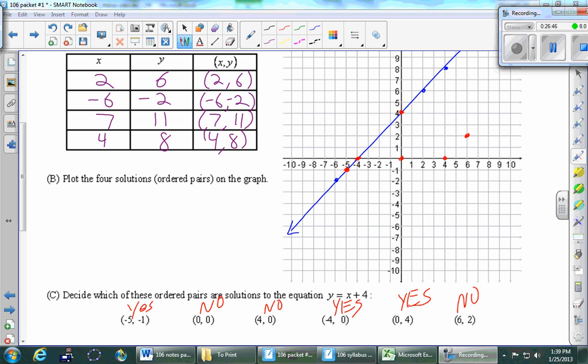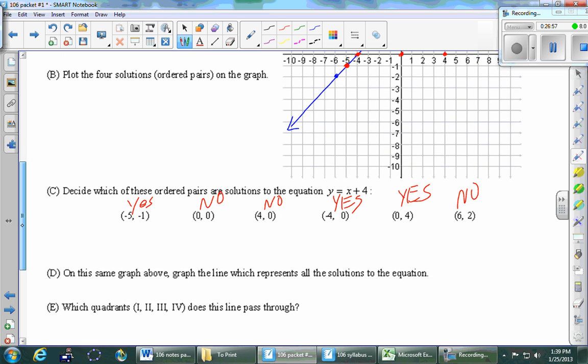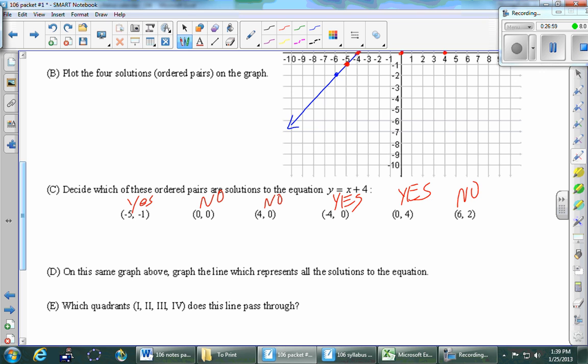Okay, so we'll come back together. Seems like most folks are finished or finishing up. 3 yeses, 3 nos, and it's very quick by looking at the graph. Moving on to part D, it says on this same graph above, graph the line which represents all the solutions. We did that already, Katrina has pointed out. I guess technically it only said plot the 4 points up above. We went ahead and drew the whole line, so that part's done.